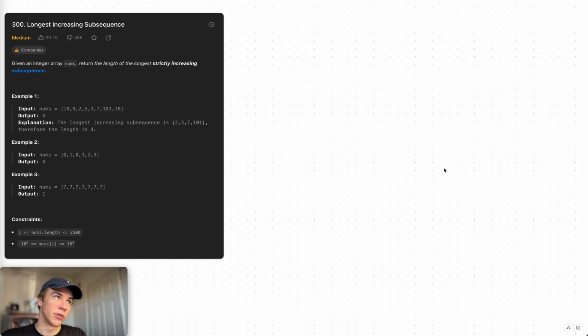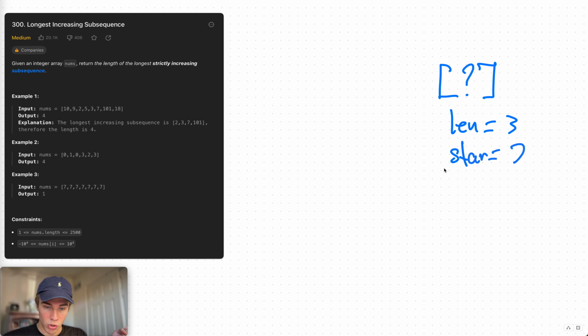Let me now ask you, I guess, another question. And this is how you pretty much solve dynamic programming problems. If we have, let's say, a subarray, some subarray here that's very secret, but I know two properties of it. I know its length, and I know its starting point, or what is the first value in that secret array. So I know its length is, let's say, 3, and I know that its start is equal to 2.